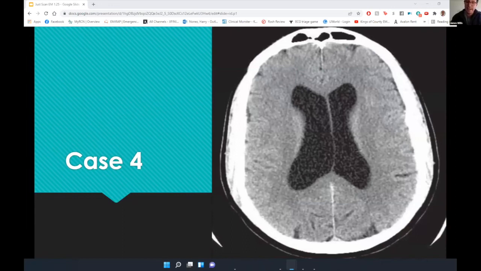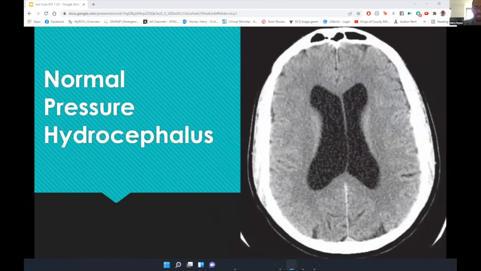Felipe wrote in the chat NPH, and Paul wrote enlarged ventricles. Perfect. Both are great answers and are the correct answer. So this is normal pressure hydrocephalus. So this CT shows dilated ventricles.